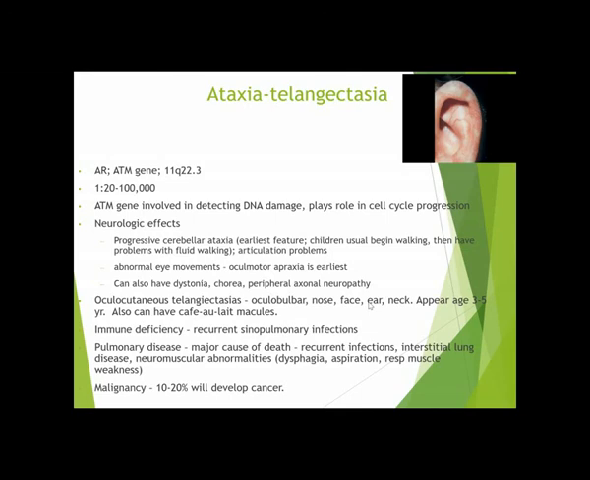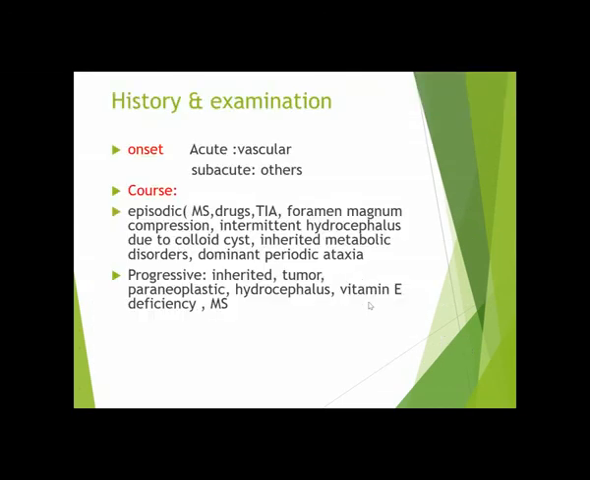If it is episodic, it can be MS, it can be TIA, it can be certain drugs which the patient takes intermittently. Sometimes there is a colloid cyst with intermittent hydrocephalus. That is also a cause of ataxia. And foramen magnum compression, when intermittent, can lead to intermittent ataxia. Inherited metabolic disorders, as I told you, are associated with episodic ataxias, and one disorder, dominant periodic ataxia, is also a cause of episodic ataxia.